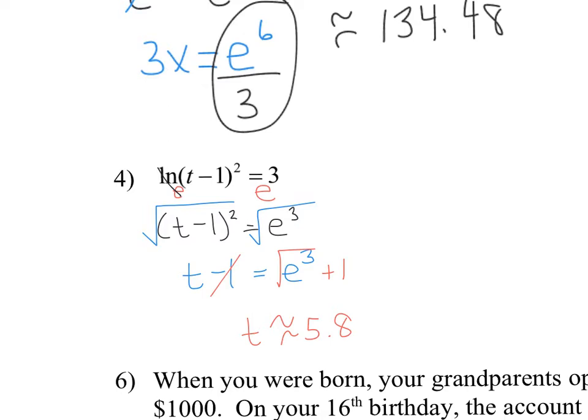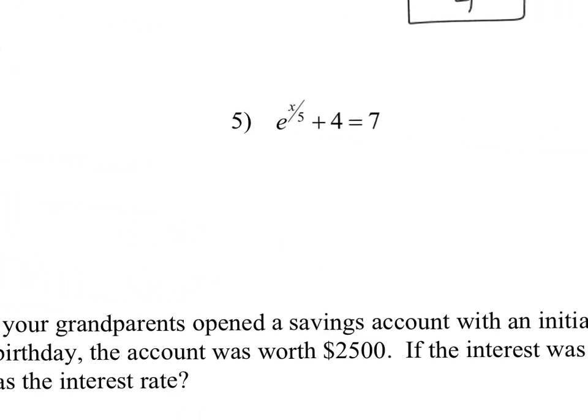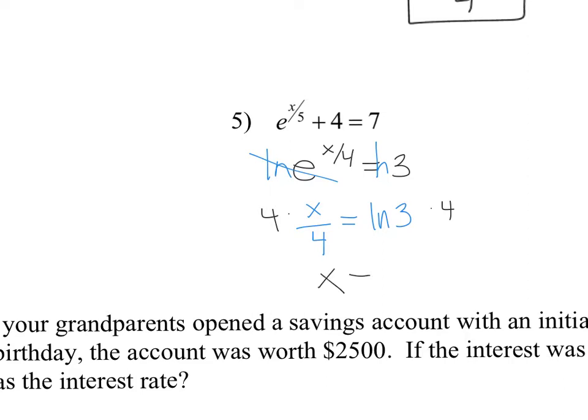And the number 5, I'm going to subtract 4, so e to the x over 4 equals 3. So to get rid of the e, I'm going to take the natural log of each side. So if you have natural log, get rid of it by doing e to each side. If you have e, get rid of it by doing the natural log, because the natural log of e cancels out. So now you have x over 4 equals natural log of 3. So multiply both sides by 4. So now you have x equals 4 natural log of 3.